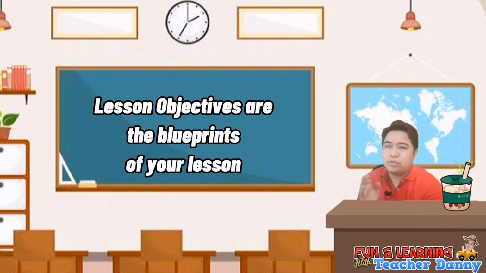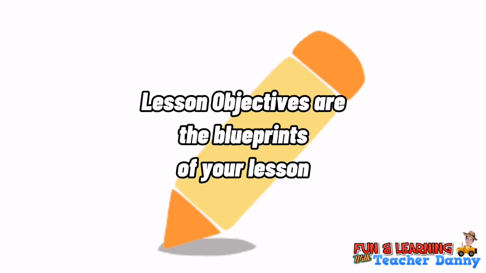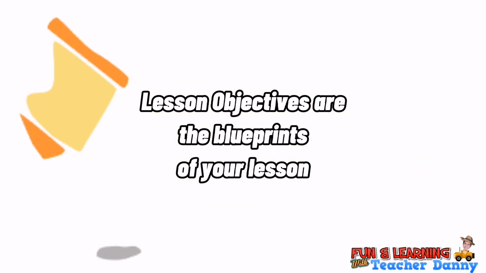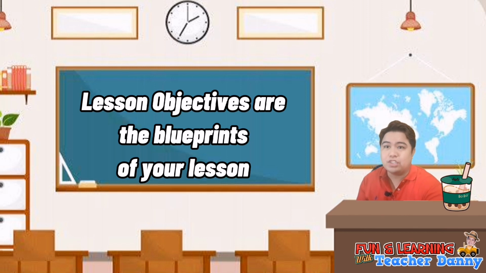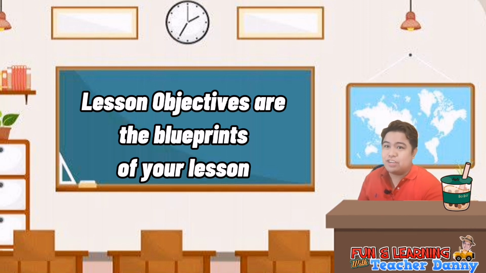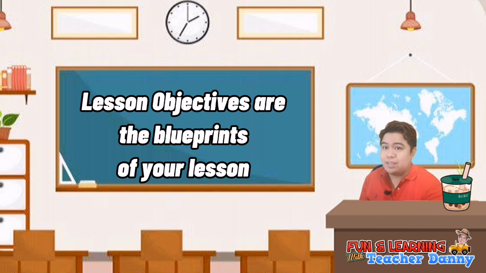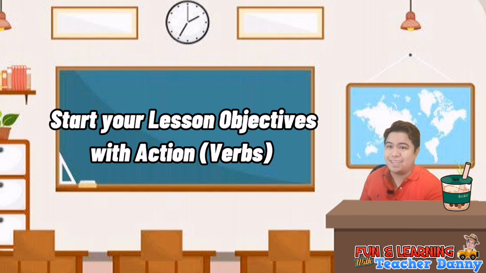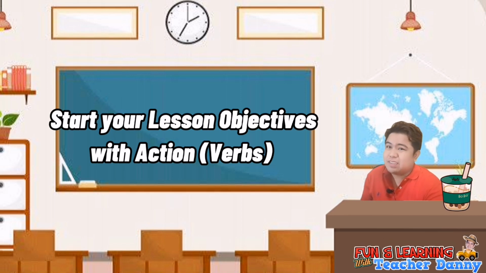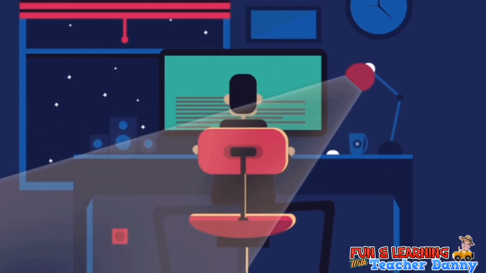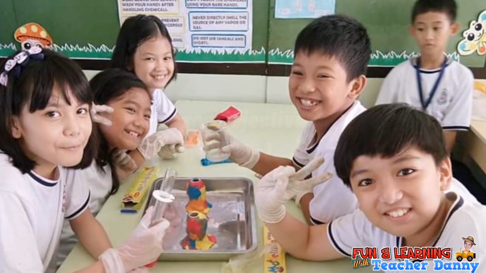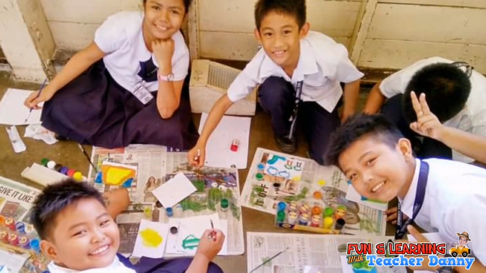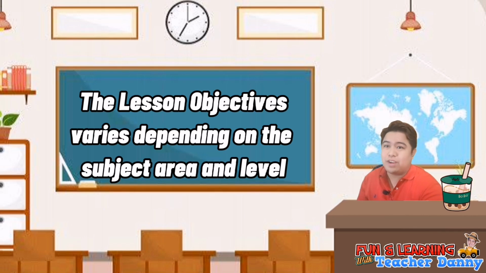You will use all these lesson objectives as the blueprint of your lesson to create your learning assessments, learning contents, learning activities, and learning evaluations. For each objective, it is important to start with an action that relates to what the student should be able to do after the lesson. But let's just make these things clear. Lesson objectives depend on what topic you are teaching and the level of knowledge of your students. The type of objective will of course vary.